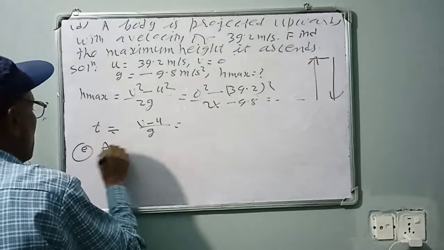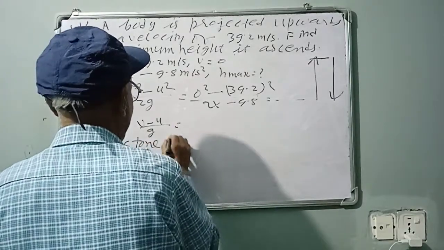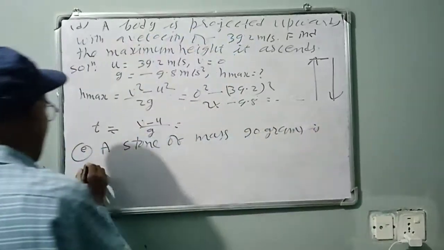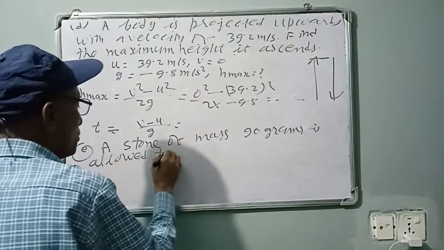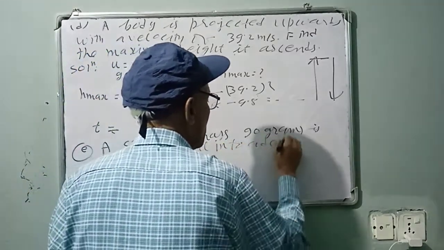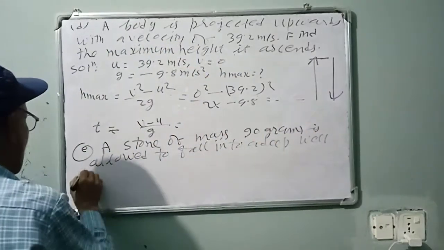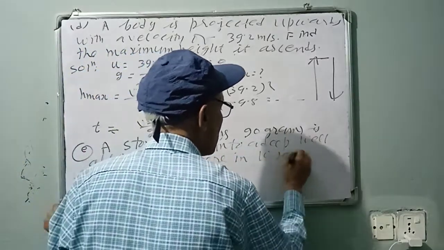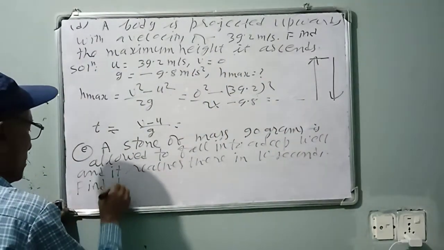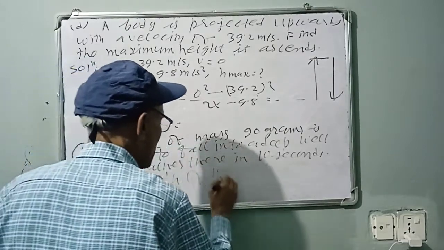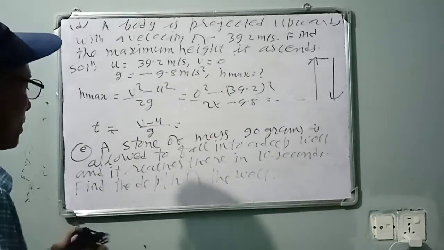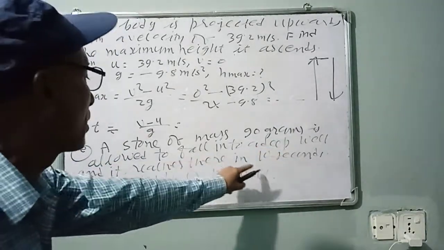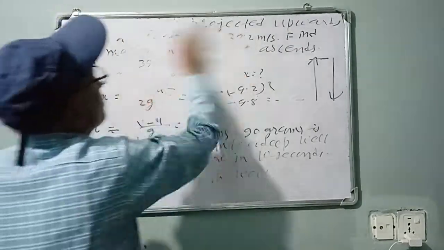Another, downward motion. A stone of mass, say, 90 gram, is dropped, allowed to fall into a deep well, and it reaches there in 10 seconds. Find the depth of the well. A stone of mass 90 gram is dropped or allowed to fall into a deep well, and it reaches there in 10 seconds. Find the depth. How to find the depth?